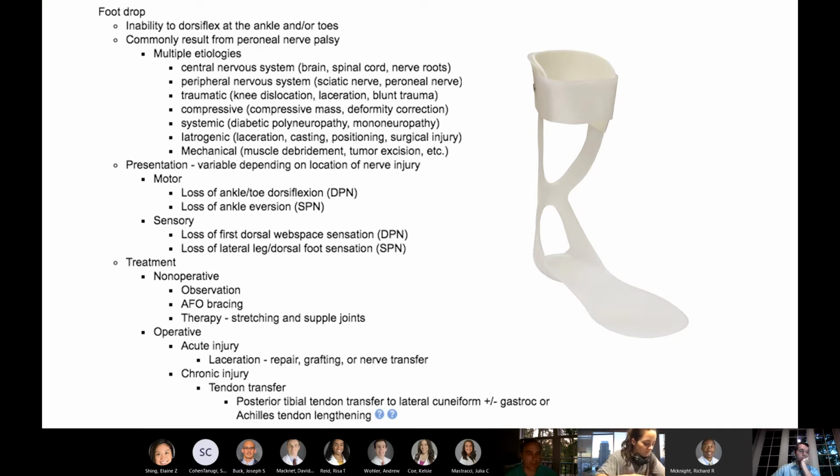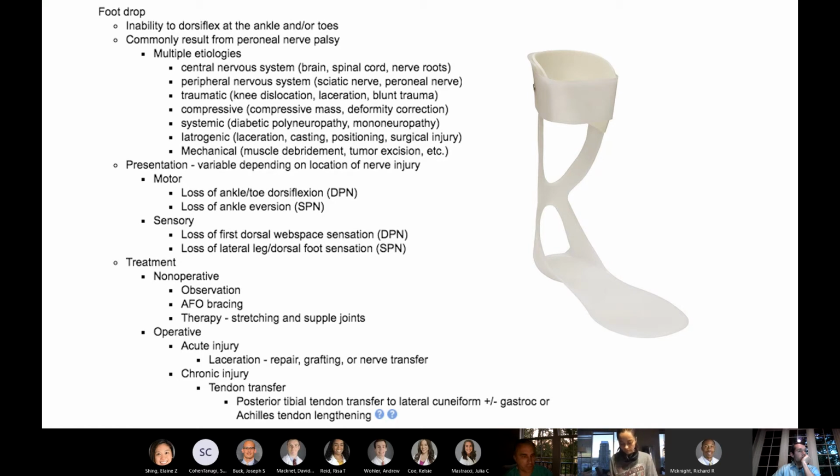So DPN, just when you think about it sensation-wise, that's the first toe web space. And then over the dorsal and lateral, well, it's really dorsum of the foot is going to be your SPN. A lot of times your lateral foot is covered by the sural. And then, so treatment, observation, AFO, they need to stretch fairly extensively in order to maintain the Achilles. They're going to fit into an AFO.